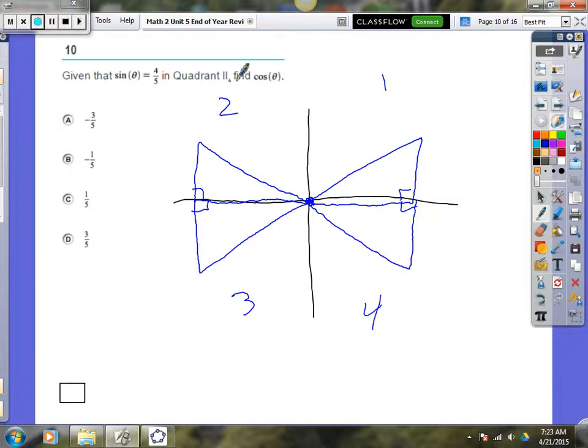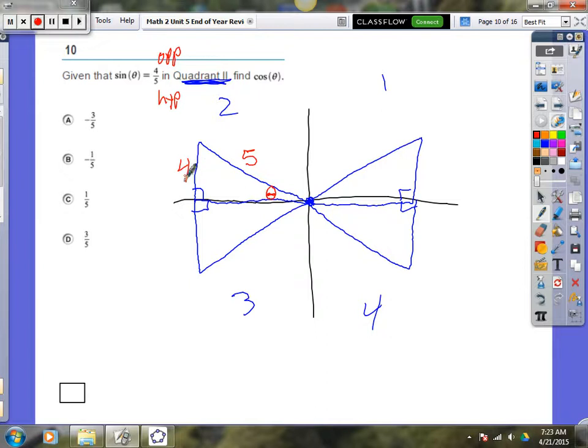So let's look at 10. 10 is telling you that it's in quadrant 2. So it's going to be this triangle right here. Here is theta. Theta is always the angle attached to the origin. So if we're in quadrant 2, this is the triangle you need to look at. So the sine, that 4 is the opposite, and 5 is the hypotenuse. So here's my hypotenuse right there, that's 5. The opposite is 4, that's this guy right here.